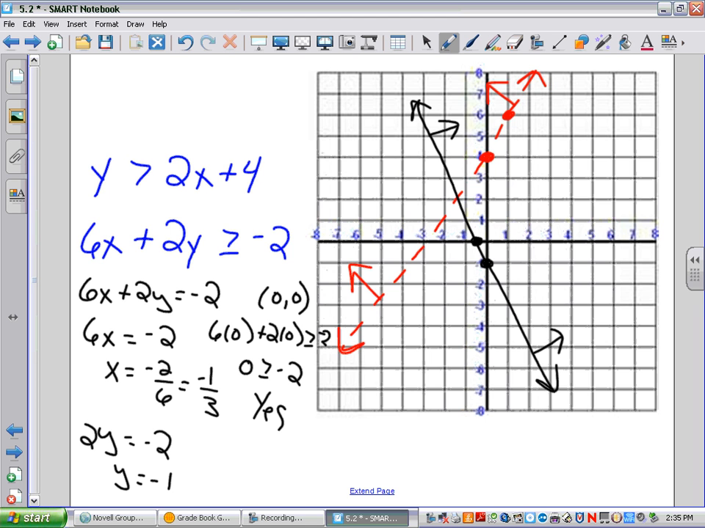So I'll add these little arrows. And I look at my arrows, and where do the arrows overlap? And I'm going to do it in green. It's this little section right in there. That's where the shaded areas would overlap.